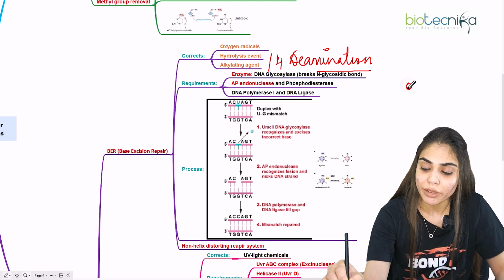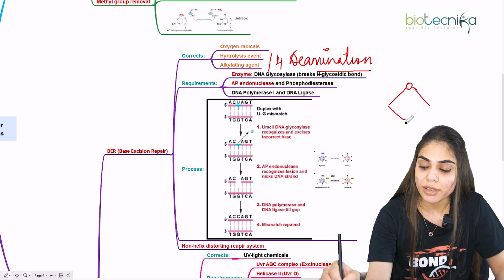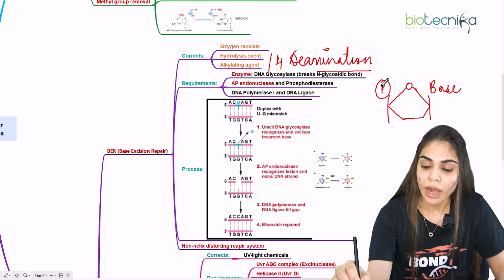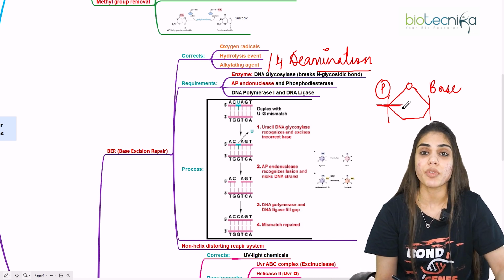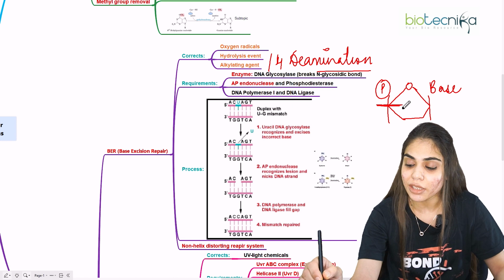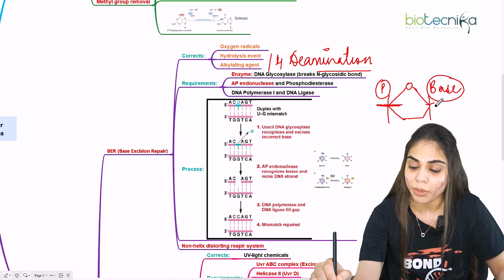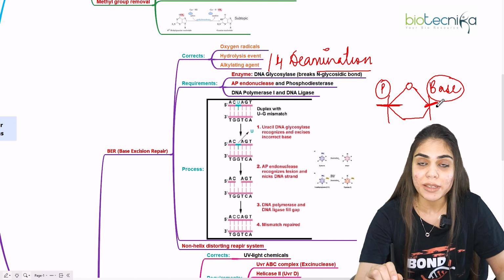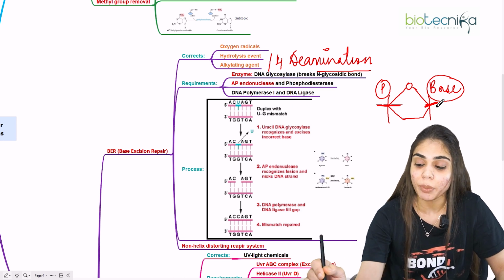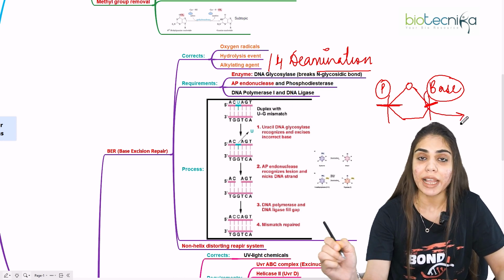And you all know that if you see the structure of DNA, this is a deoxyribose sugar, this is a base, and this will be the phosphate group. And how are this phosphate group and deoxyribose sugar attached? It is because of the phosphodiester bond. And what about this base? This base is attached to this sugar by a glycosidic bond, and this will be the N-glycosidic bond. So what happens here? Once this enzyme is activated, it will break or cleave this glycosidic bond.